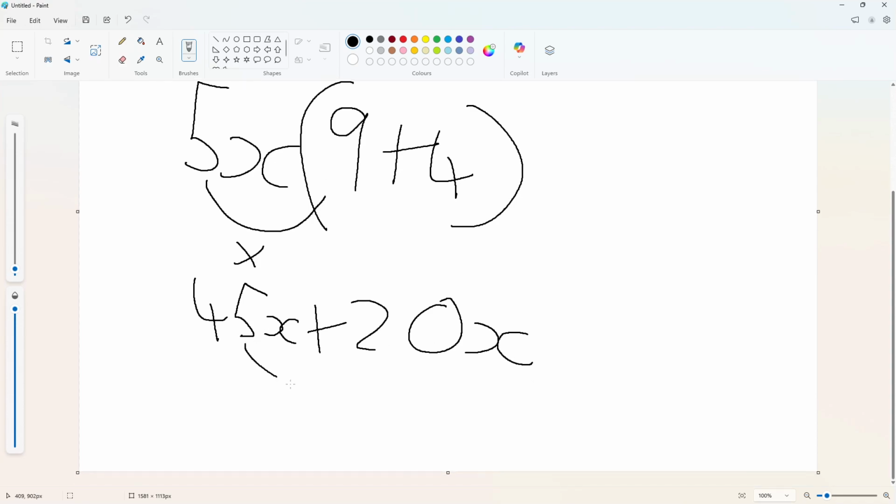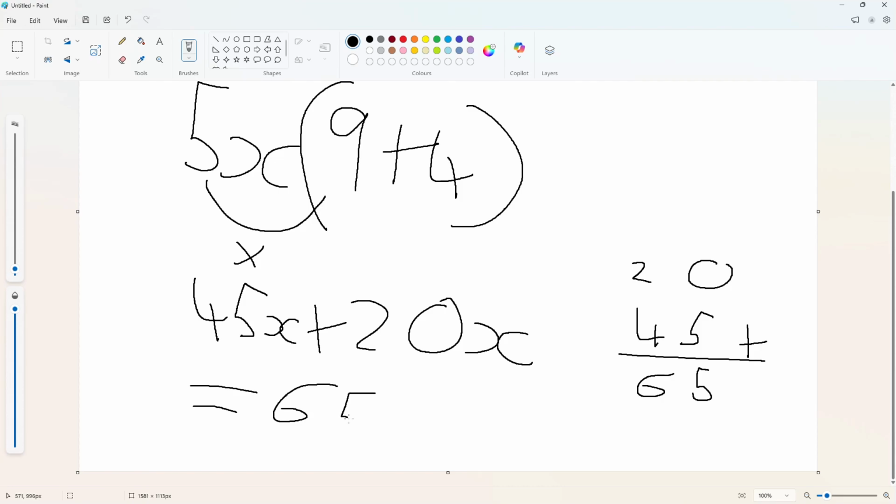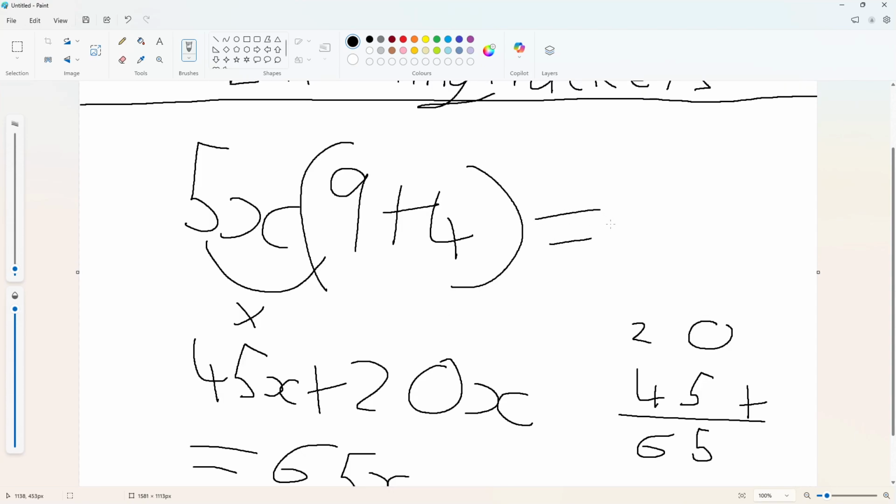And since these are both common numbers, because they both have x's, we can plus them together. So 45 plus 20. So if we do this good old thing, that's 5, and then 4 plus 2, 6. So then this would equal 65x squared. So that would be the answer for that one.